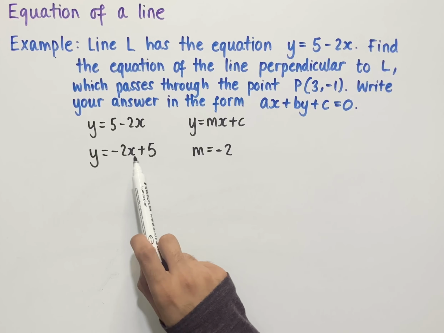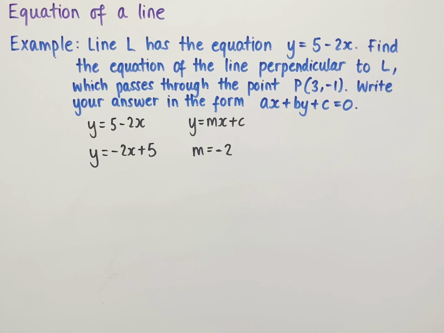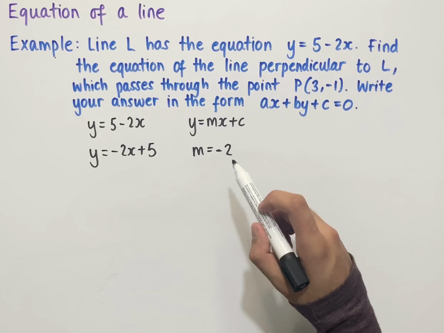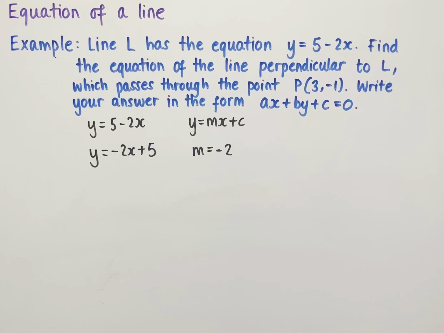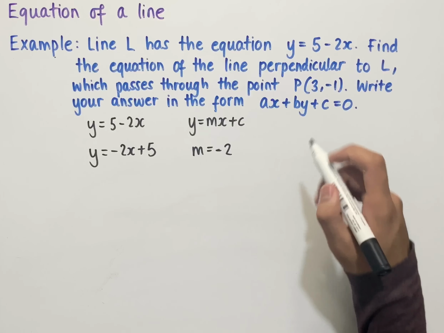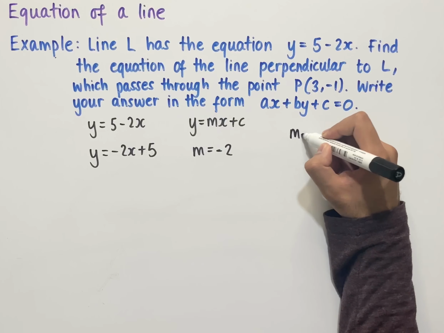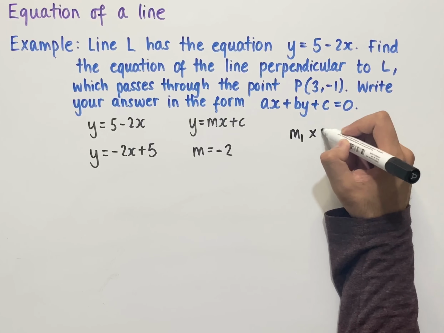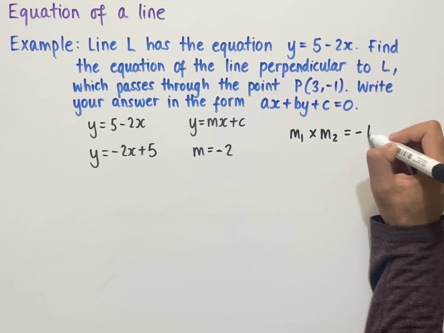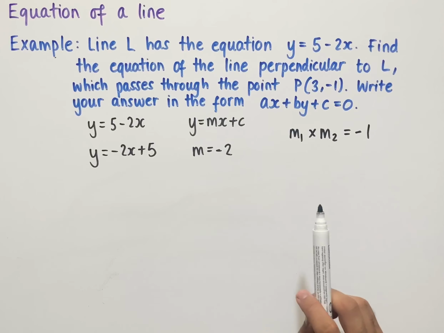Now, if we're trying to find the equation of the line that's perpendicular to L, in other words, the line that's perpendicular to this equation here, then the fact we need to know is that the product of the gradients of the two lines should equal minus 1. In other words, if we take the negative reciprocal of minus 2, then we can find the gradient of the line that's perpendicular to this line here. In short, if we have two lines that have gradients m1 and m2, and we take the product of the two gradients, and if this equals minus 1, then the two lines must be perpendicular.